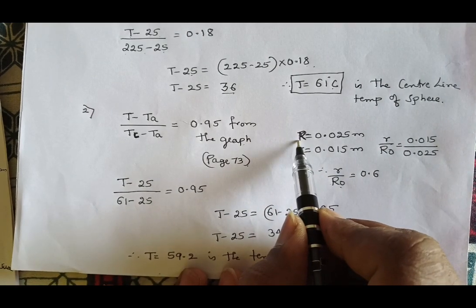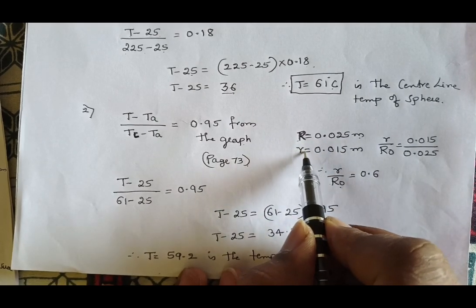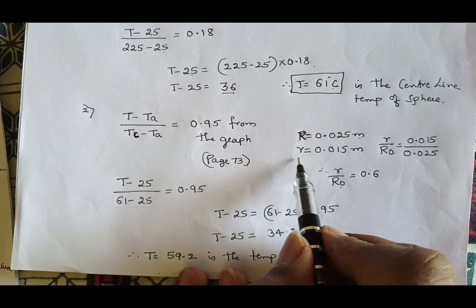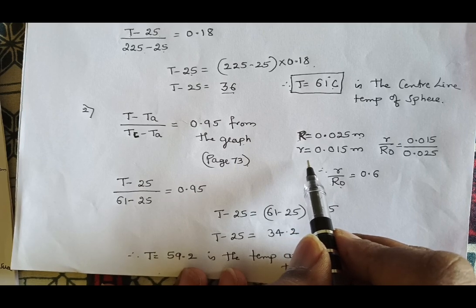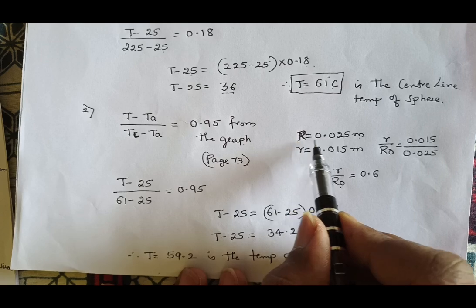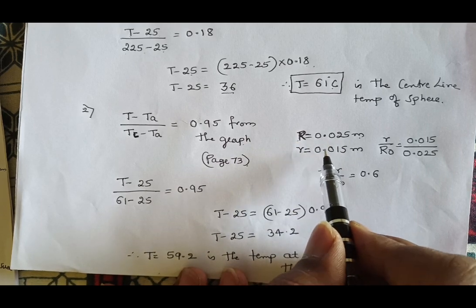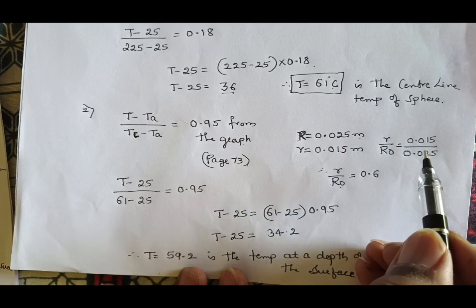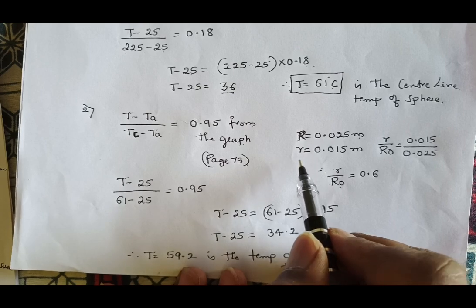So our radius of the sphere is 0.025 meter, whereas this small r, in the problem he has asked us to calculate the temperature at a depth of 1 centimeter from the surface after 2 minutes of the exposure. So our radius is 2.5 centimeter of the sphere. So if we calculate the distance from the center of the sphere, it will be 1.5 centimeter from the center of the sphere.